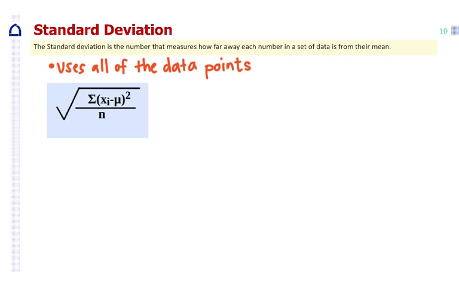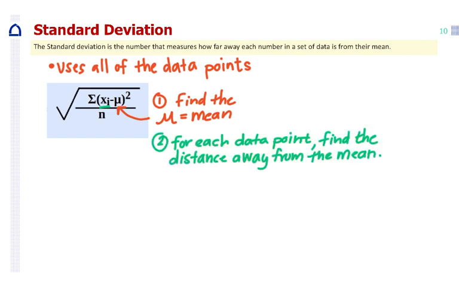This symbol right here is mu, and mu stands for mean. The first thing you're going to do is find the mean. It means find the average for the data set. Then the second thing you do is you take every individual data point and you see the distance that that data point was away from the mean.